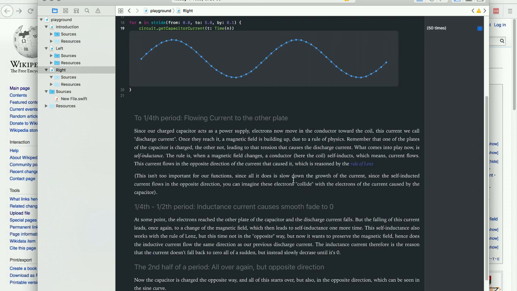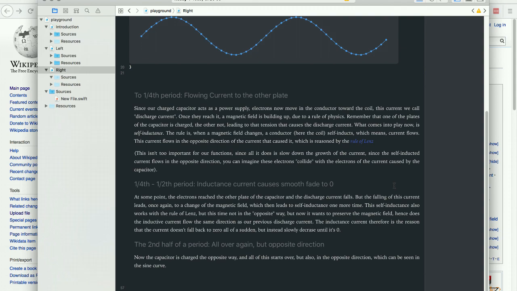This isn't too important for our function since all it does is slow down the growth of the current. So it is sort of important because that's why it is the wave function. If you turn it on, it would pretty much immediately be at the maximum value. So it would be very rough. So it's sort of important, but not actually. But to have a nice graph like this, it's important.